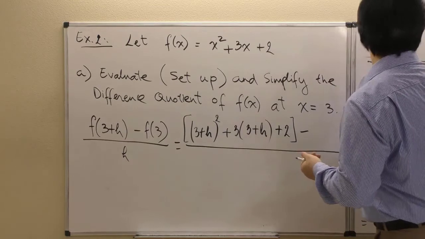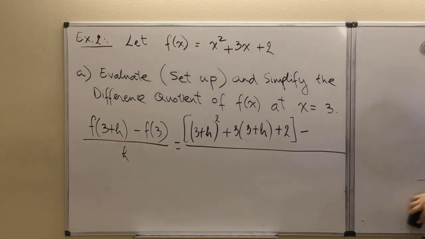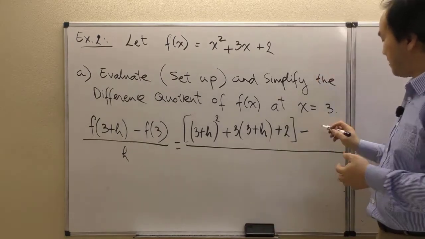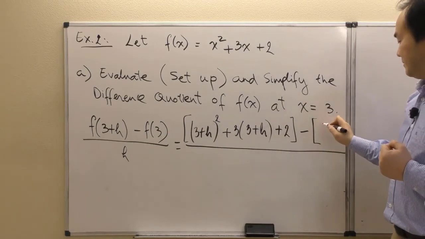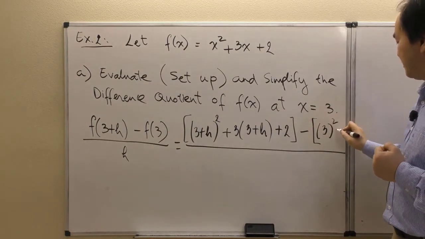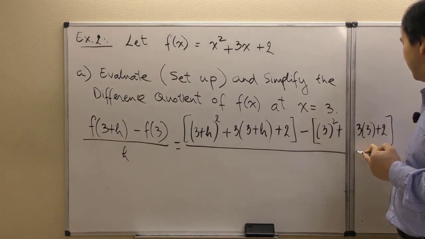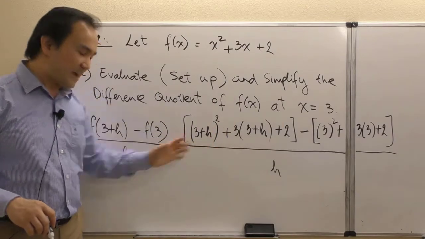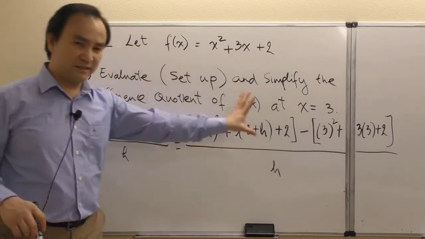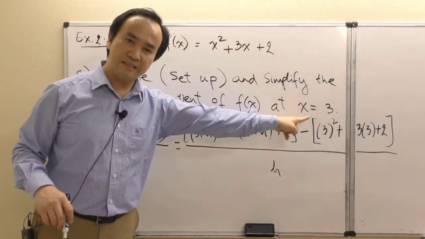I'm going to erase a part of the other board to make some space for myself, because it might blend into the other board as well. So now minus, here's my f at 3. So f at 3 here is going to be 3 squared plus 3 times 3 plus 2. Okay, and all of that divided by h. So that's our next step after the beginning setting up for here. And this is our complete setup for the difference quotient of our current function here at x equals 3.